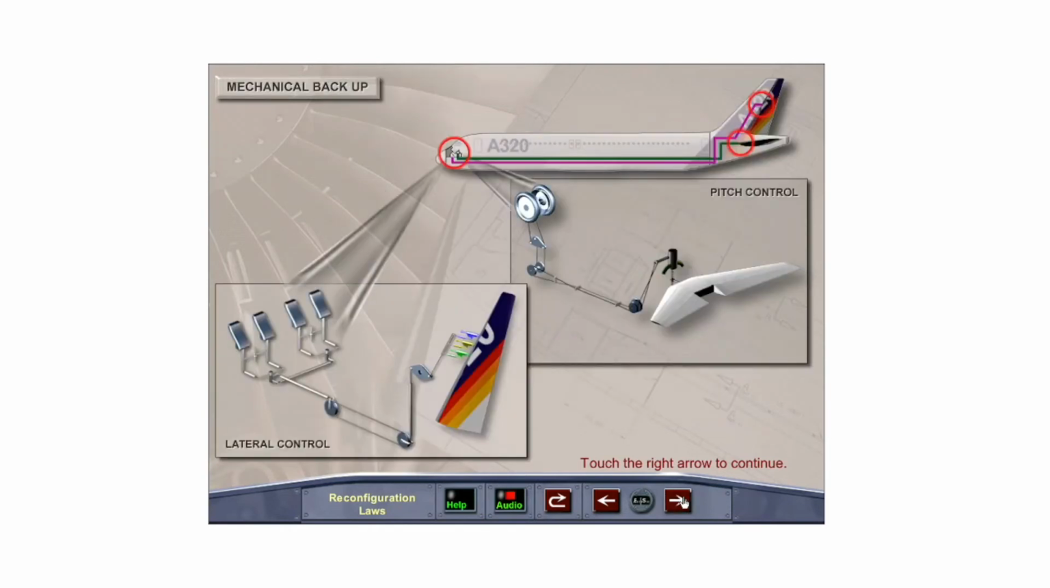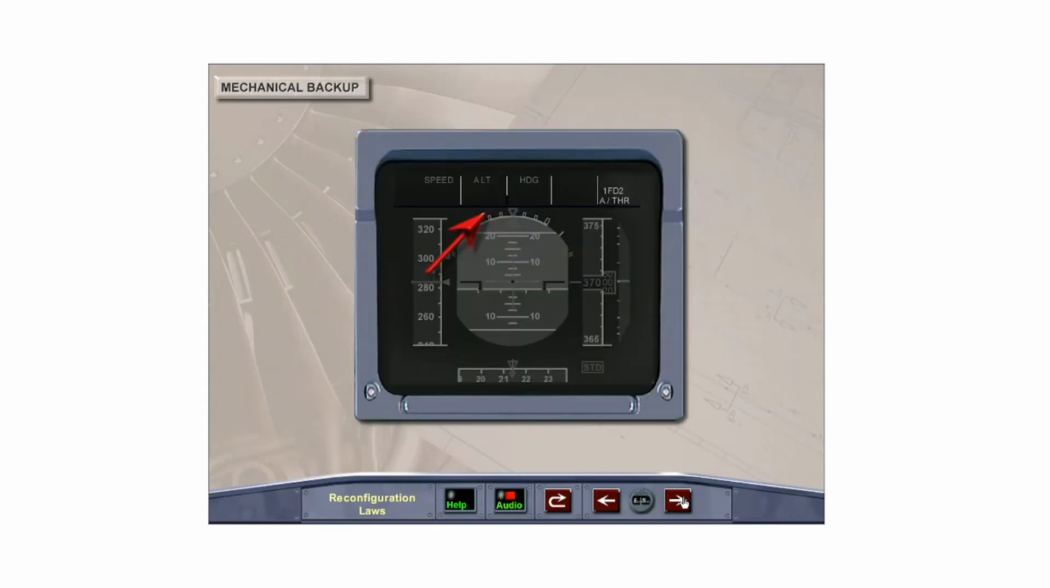Mechanical backup allows the pilot to control the aircraft in the event of a temporary complete loss of electrical power, complete loss of all 5 flight control computers, or complete loss of elevators, ailerons, and spoiler control. In pitch, this is done by manually moving the horizontal stabilizer by means of the pitch trim wheel. For lateral control, the pilot uses the rudder pedals. On the PFD, the message "Manual pitch trim only" is displayed in red, except in the case of complete electrical loss.